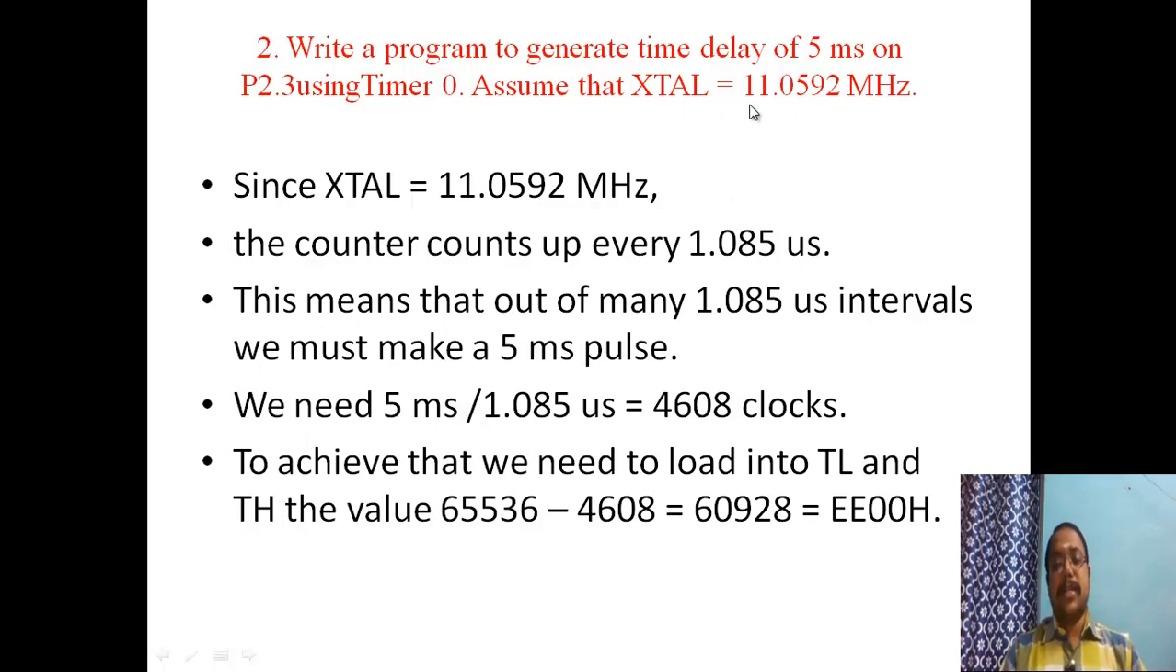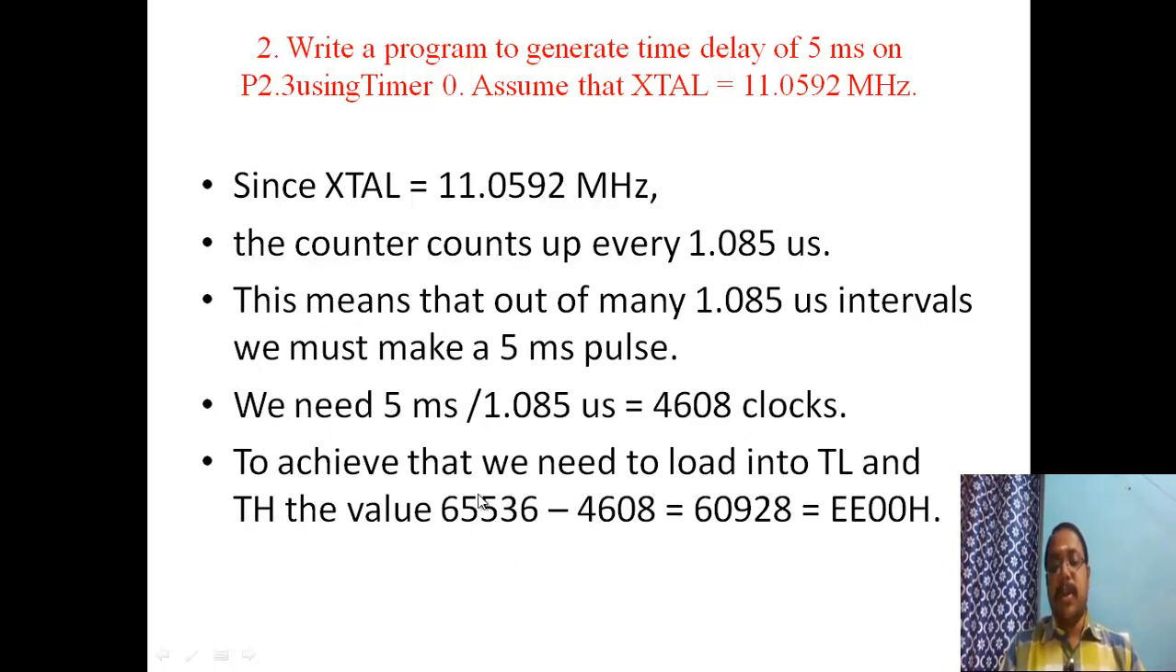So what is the first step? You have to know the time taken for a single instruction to be executed. It is nothing but 1 divided by frequency, which is around 1.085 microsecond, or we can take 1 microsecond. So out of many 1.0 intervals we must make 5 milliseconds. Now we have to identify how many times. We need 5 milliseconds divided by 1.085, so around 4608 clocks are required.